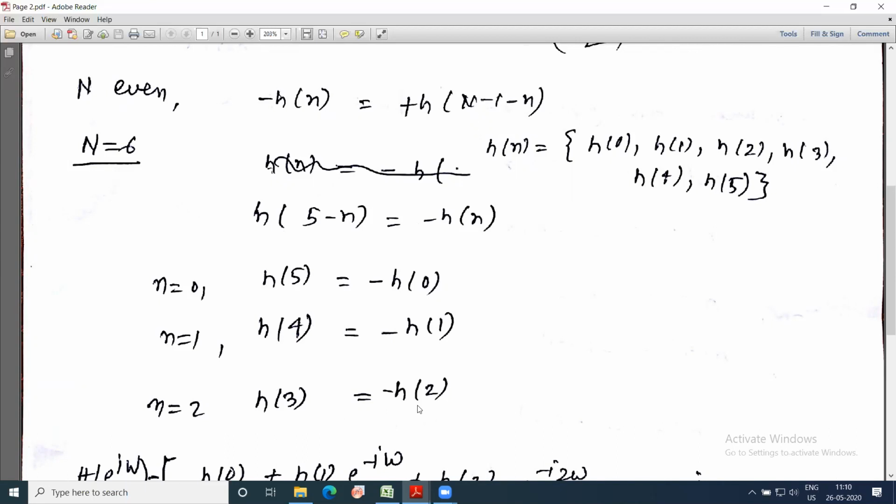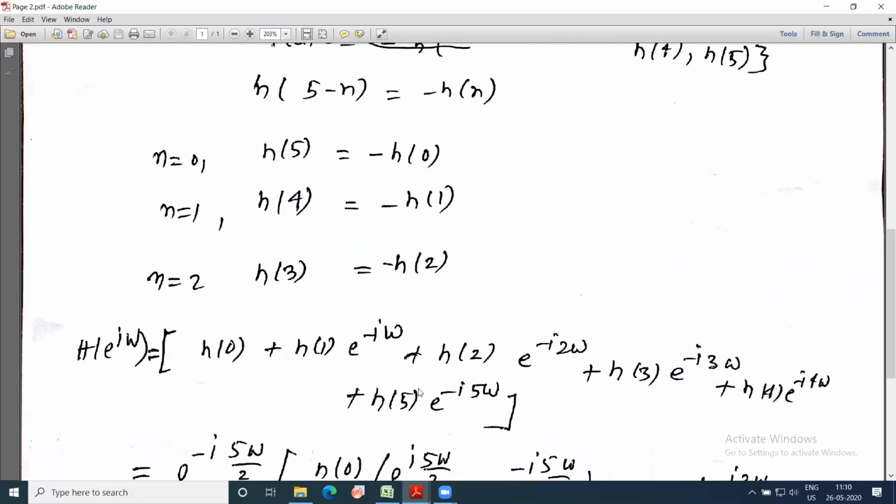Now, in case of even, no filter coefficient is 0. So that is one difference between odd and even. In case of odd, the center of antisymmetry becomes 0. But here, no filter coefficient is 0. All filter coefficients are non-zero. Okay.